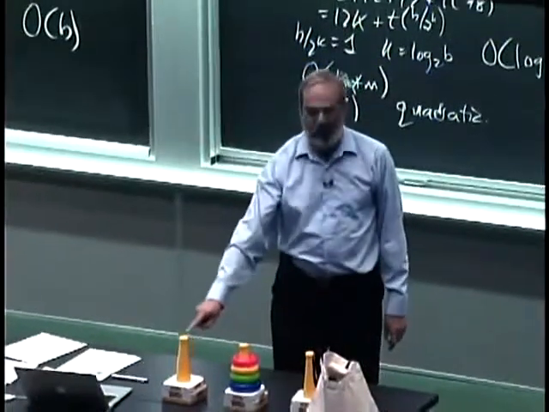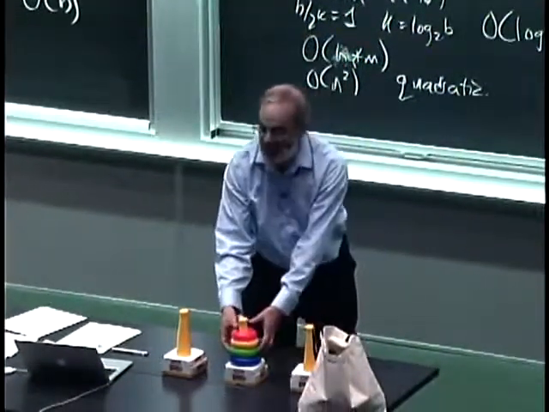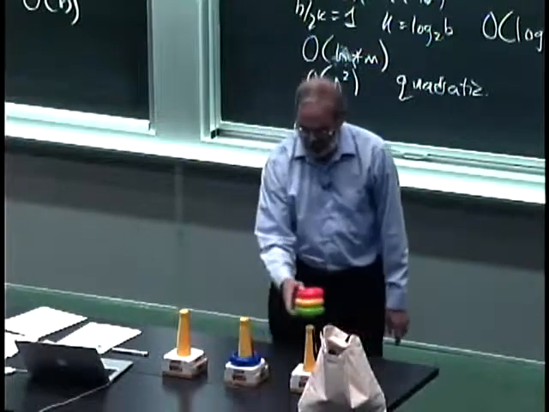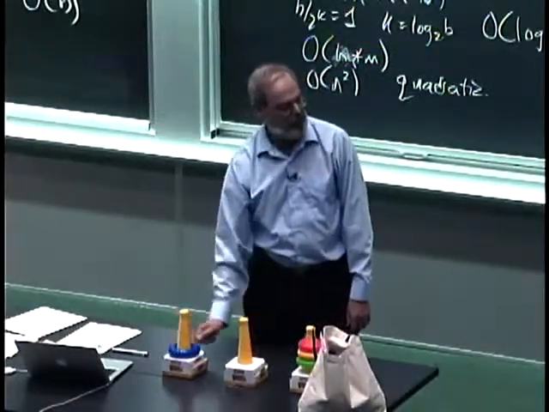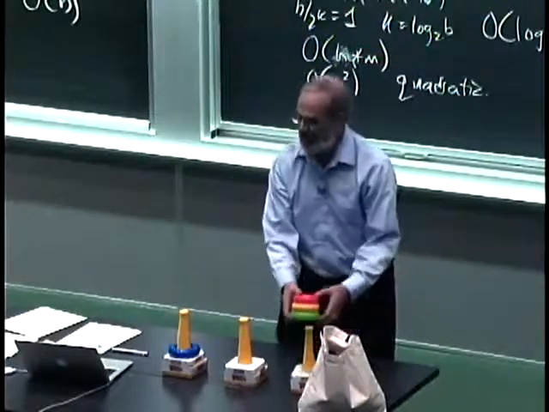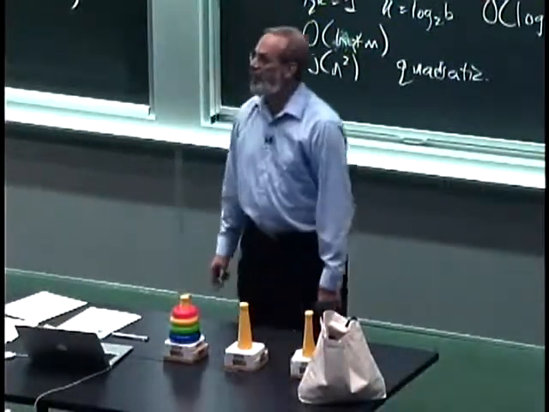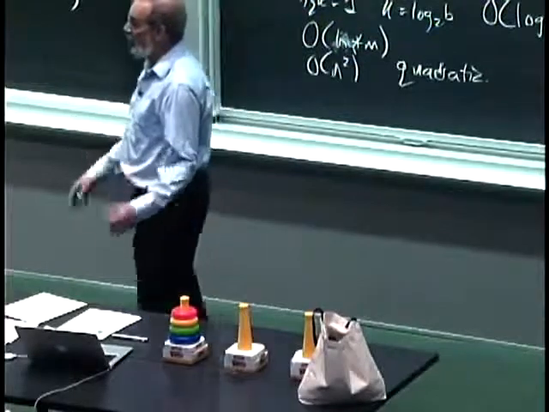If I want to move this stack here, I'm going to take a stack of size n minus 1, move it to the spare spot. Now I can move the base disk over. And then I'm going to move that stack of size n minus 1 to there. That's literally what I did.